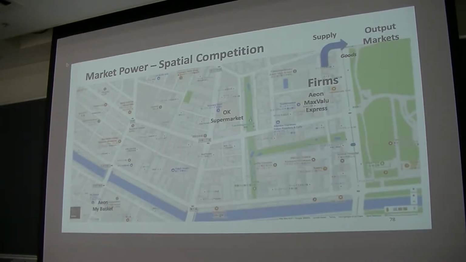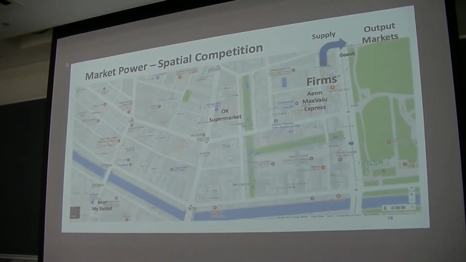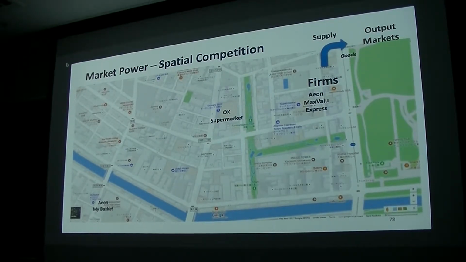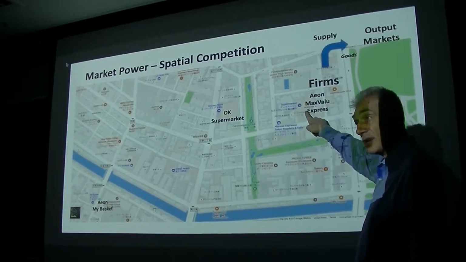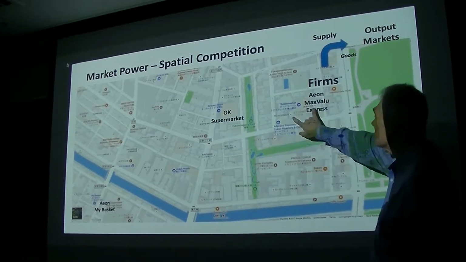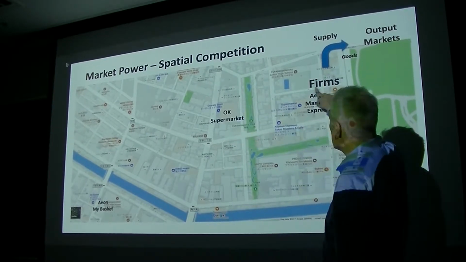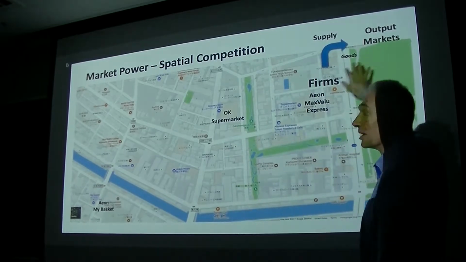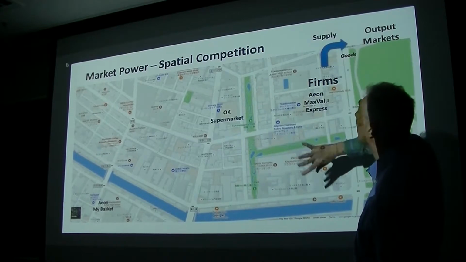Can you see this very well? Let me turn off the light so I can show you. Here's the neighborhood. Here's the Eon Max Value Express store. It's right here. Here's the scale. That's 50 meters, so you can see 50, 100. Here's the OK Supermarket. This was the store, and in all of this area, they had no competition.